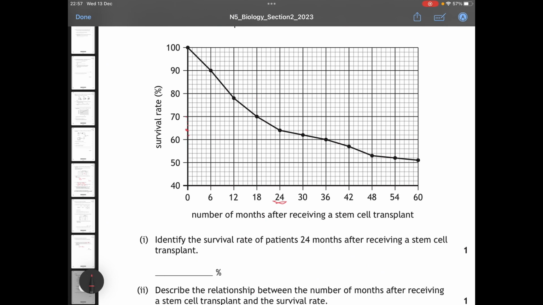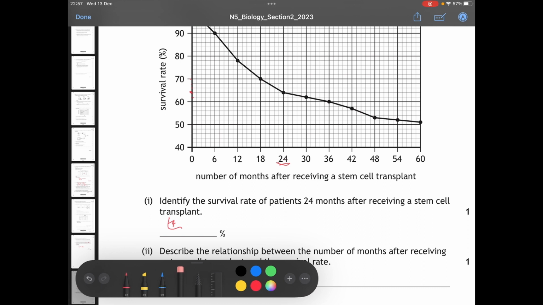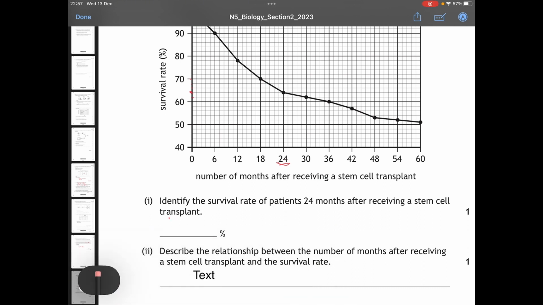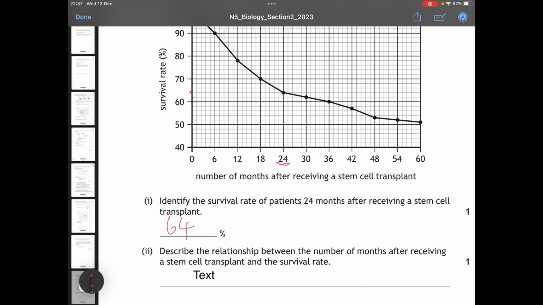Okay, so that's actually a nice straightforward graph question there. Okay. So 64, just reading straight off the graph.